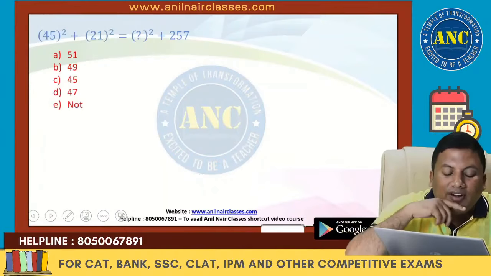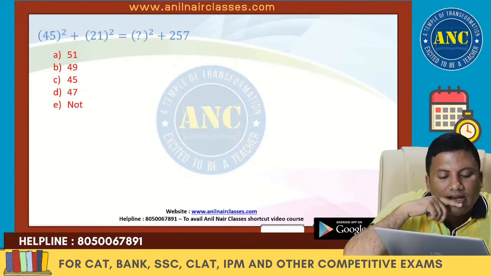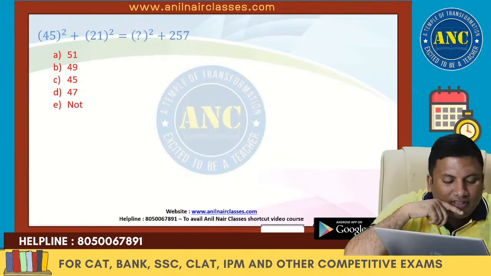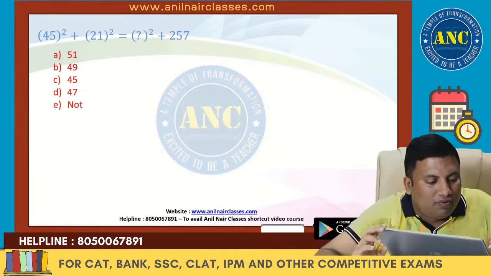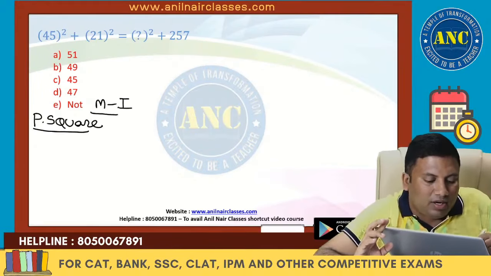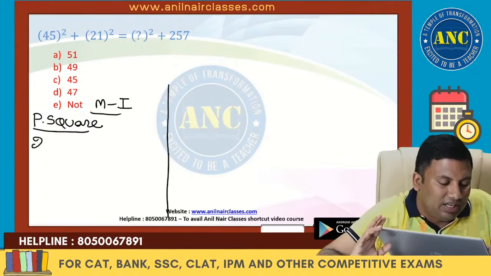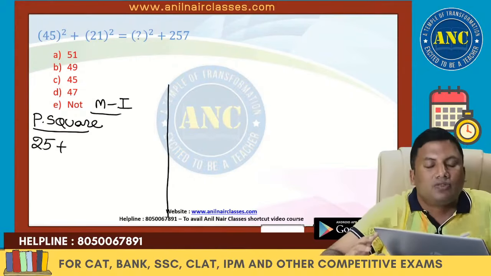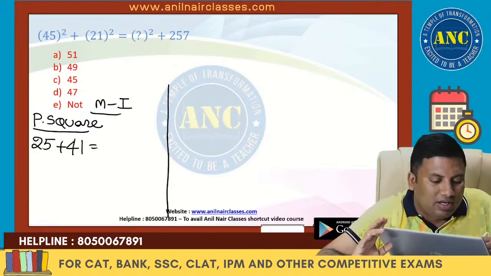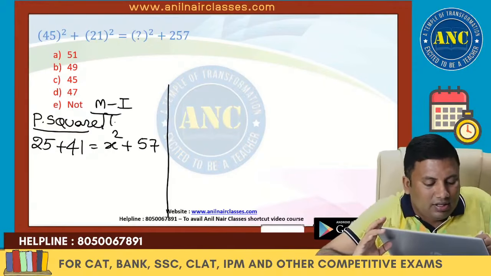Now another one. 45 square plus 21 square is equivalent to question mark whole square plus 257. Now we will use the concept of perfect square here. This is method number one; then I will discuss multiple methods. 45 square, 5 less than 50, so 5 square is 25. 21 square is 441. It is x square plus 257. I am using the perfect square in simpler language.